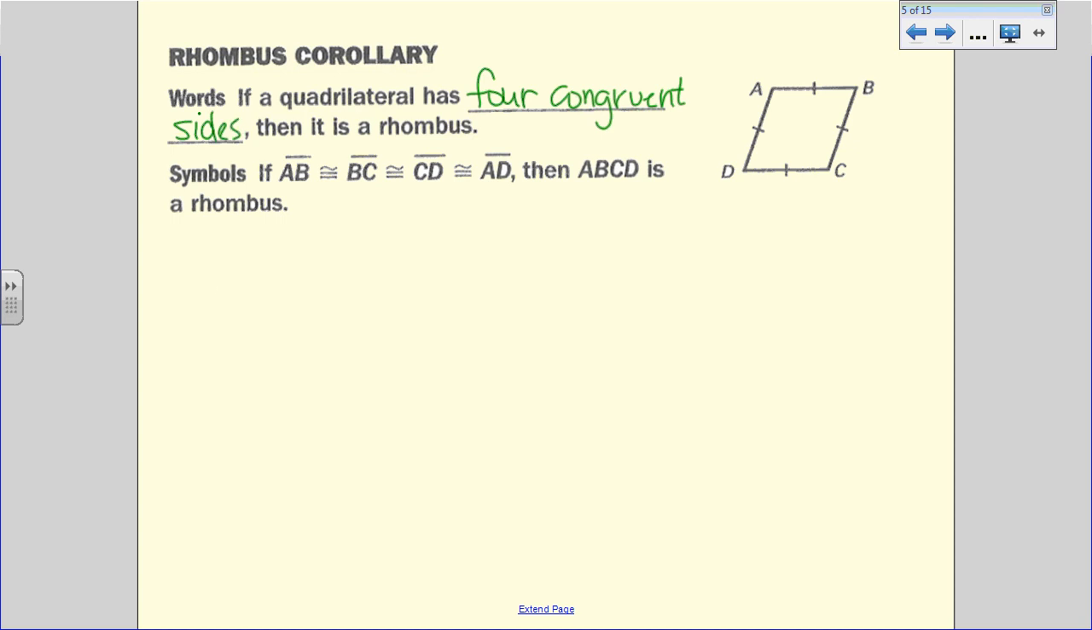So it's similar to what we did in 6.3. We take these definitions and we work backwards. We know a rhombus has 4 congruent sides. We know 4 congruent sides means we have a rhombus. So notice there's no comma in here. AB is congruent to BC, which is congruent to CD, which is congruent to AD, which means all 4 of the sides are congruent to each other.